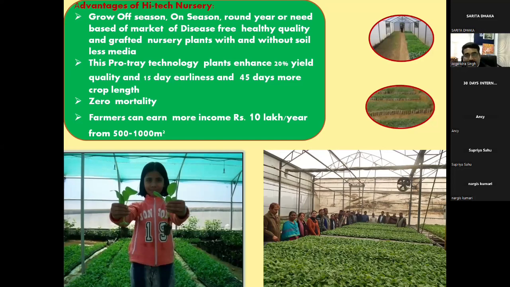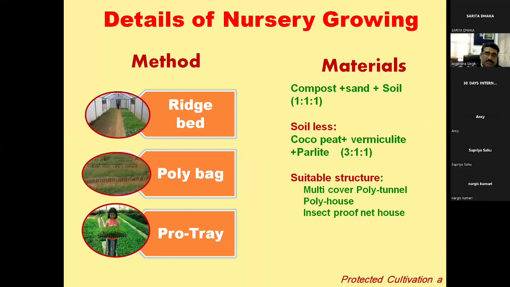Farmer can earn more than 10 lakh rupees from 500 to 1000 square meter area. So high-tech nursery system we can use under protected cultivation technology, device-based system. So round the year we can grow 10 batches of nursery of vegetables, annual flowers, and also we can do 1 or 2 batches of fruit nursery. So these are the basic theme of nursery cultivation. We can focus under protected cultivation technology on soilless media 3:1:1: coco peat, perlite, and vermiculite, and the rest is the traditional system.